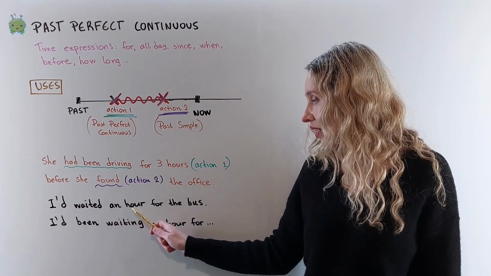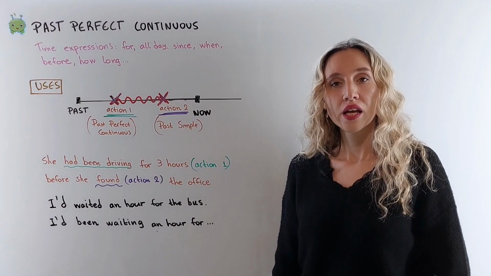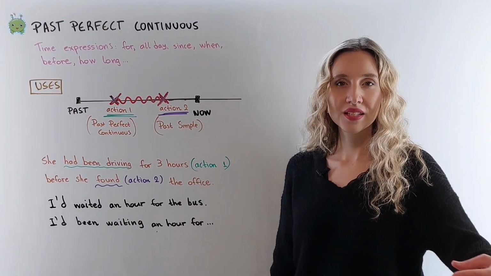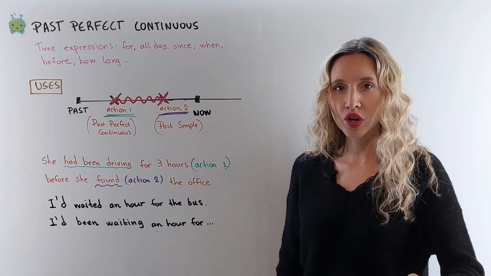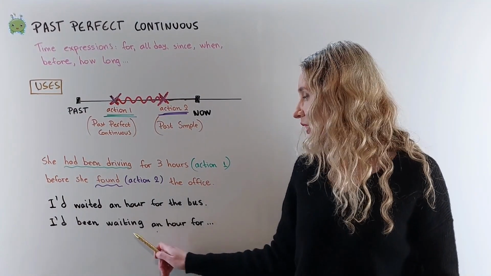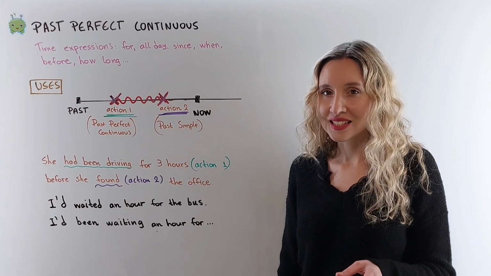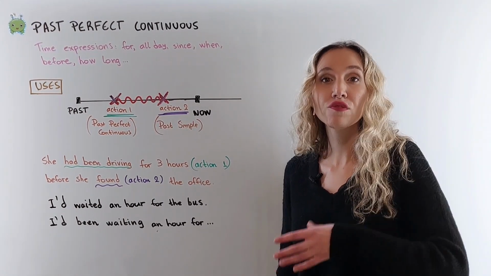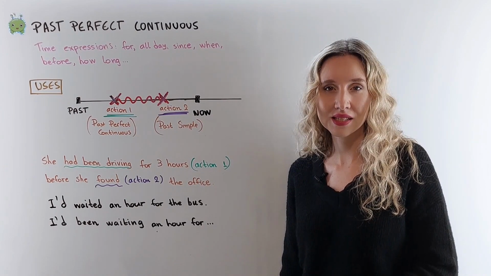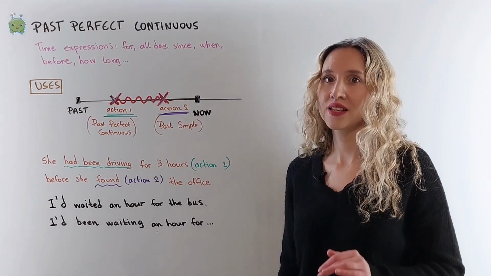I'd waited an hour for the bus. Okay, this is done, this is finished, the waiting is over. I'd been waiting an hour for the bus. So this emphasizes the fact that I've been waiting for an hour. It emphasizes the duration of this action.